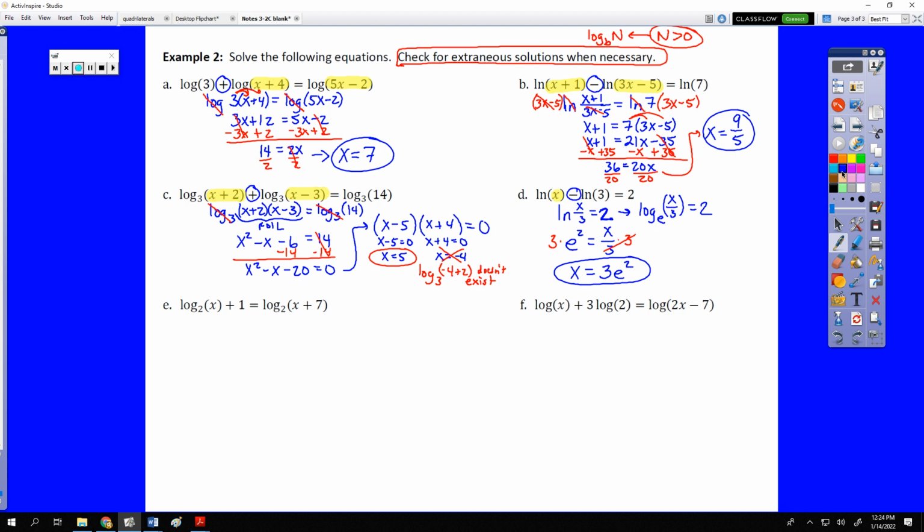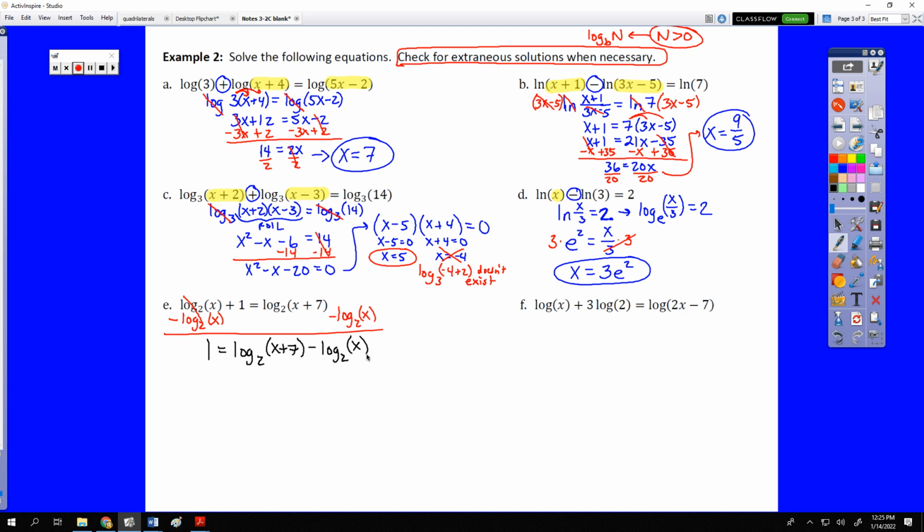Okay, next up on letter E, you'll notice that this 1 is sort of hanging out on one side. It's not contained in a logarithm. In this situation, what you need to do is get all of the logarithms on one side of the equation. So that would be subtract log base 2 of x from each side, which would change this equation into 1 equals log base 2 of x plus 7 minus log base 2 of x.